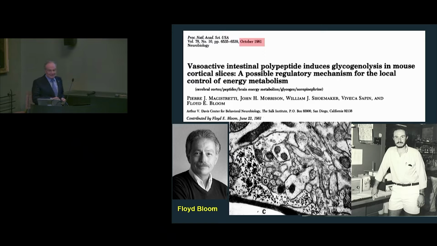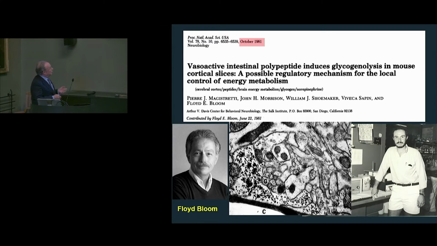And this is work that I did with my mentor, Floyd Bloom, a great man who unfortunately is not in good shape now, but he was really an inspiring person. And there we showed that VIP, a peptide that was very recently discovered in the brain, we are talking about the late 70s, early 80s, was promoting a kind of endocrine type of effect, promoting glycogenolysis.